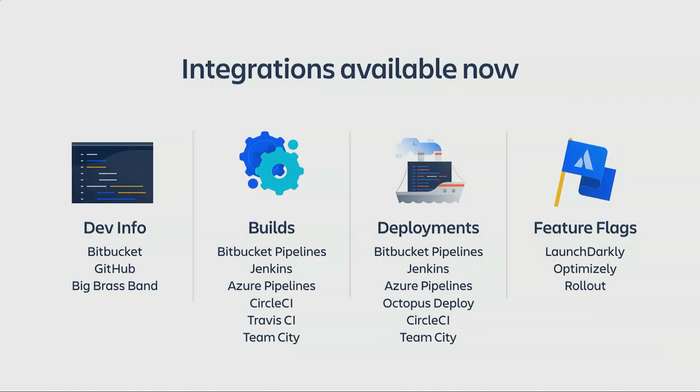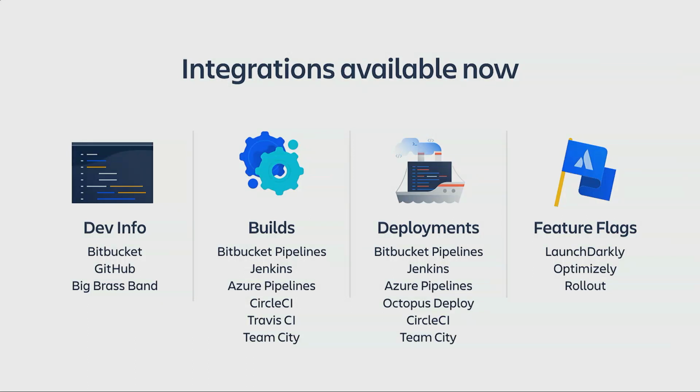So there are a number of integrations that are available already today. So for the developer information, we've got Bitbucket. GitHub has got their own Connect app, which you can install if you're using GitHub. And Big Brass Band, I don't know, I love that company name. But they provide support for integrating many other Git providers and providing the information into Jira. For builds, we have Pipelines, Jenkins, which I'll touch on again in a minute, but Azure Pipelines and many others.